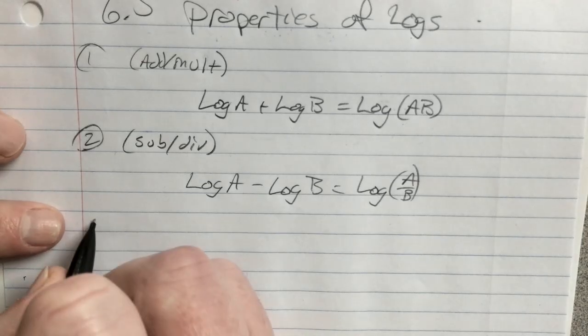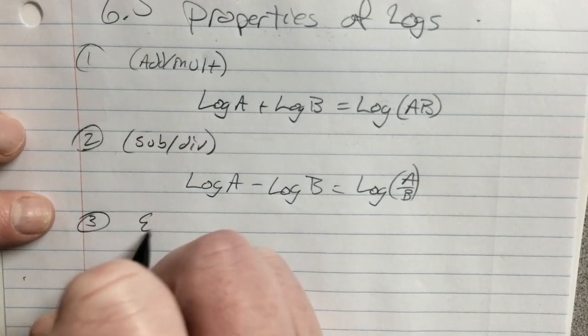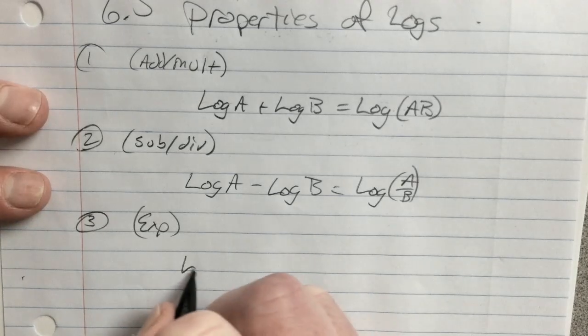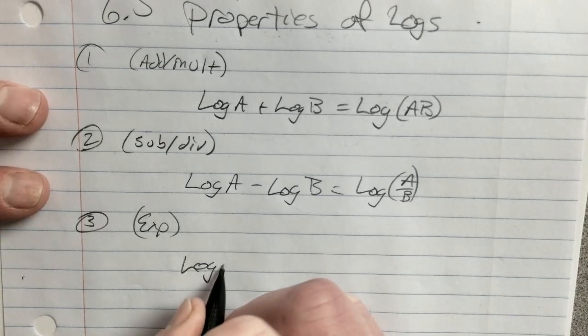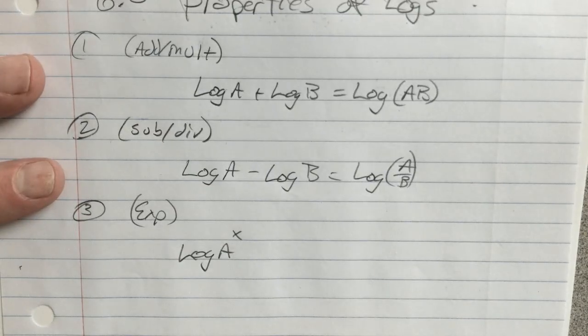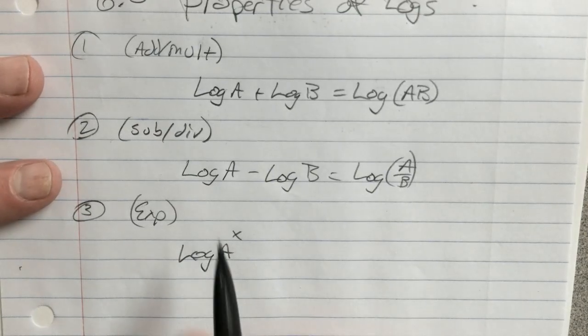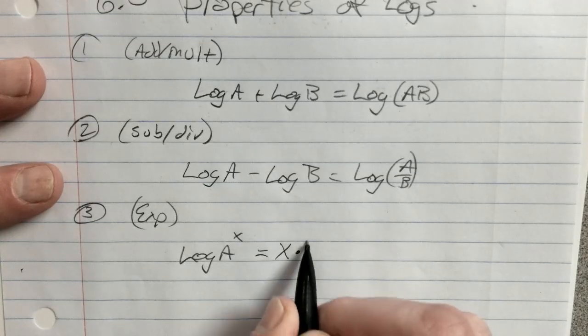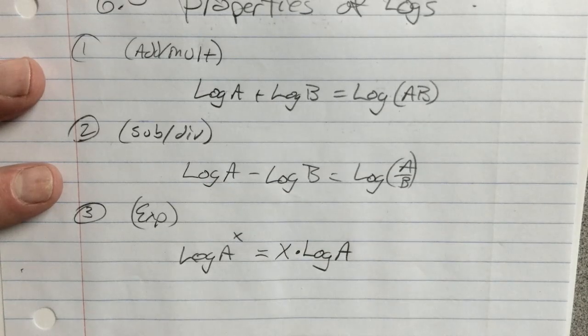And finally, our third property, that is the exponential property. And that states the log base 10 of a raised to some power: the exponent comes out front and becomes a multiplier, x times the log of a.